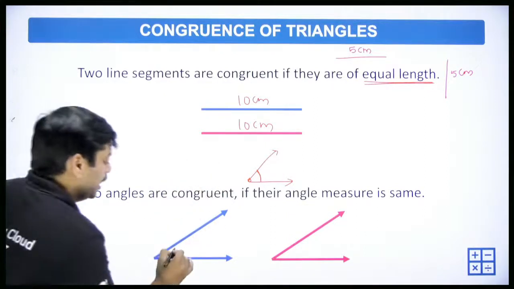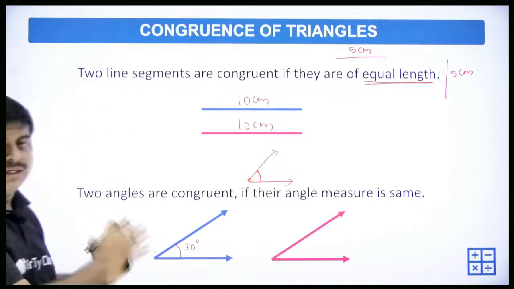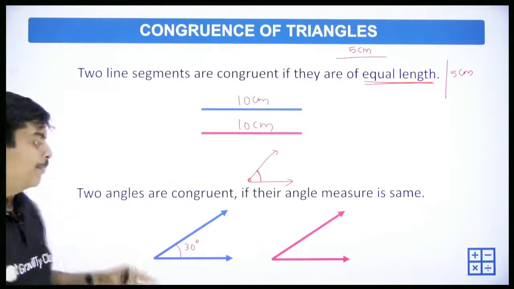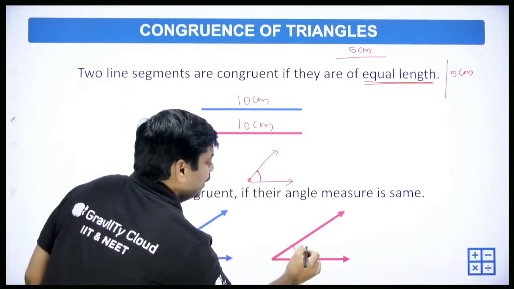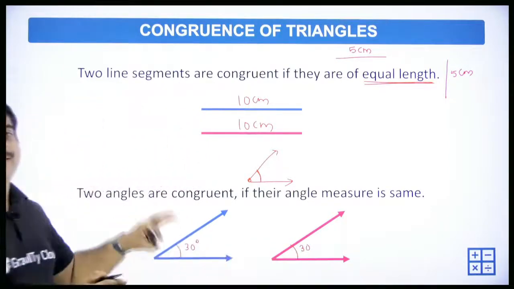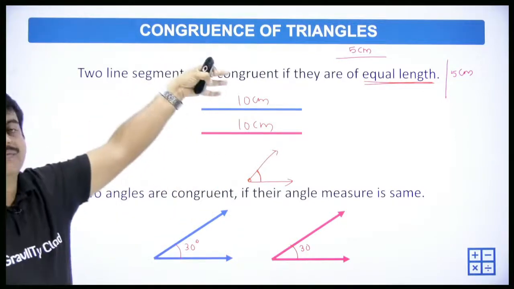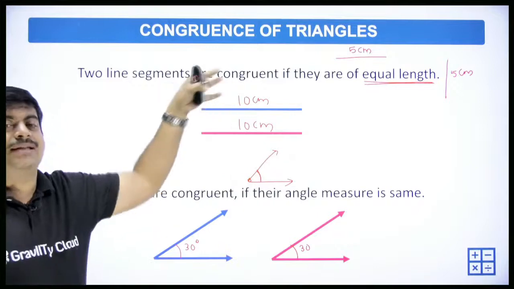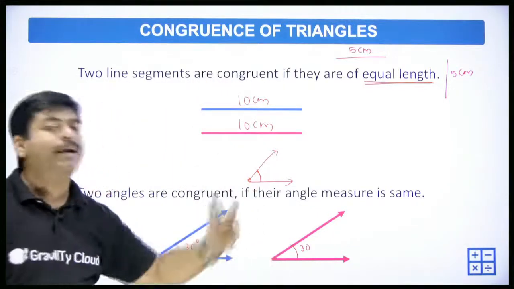So let's say this is 30 degrees. Even if you don't know what degrees are, or what 30, 40, 50 is, whatever it is, okay? If this is 30 and even this is 30, and they have the same measurement. For sides we talk about same size and same shape, but for angles we say that the measurement should be the same.